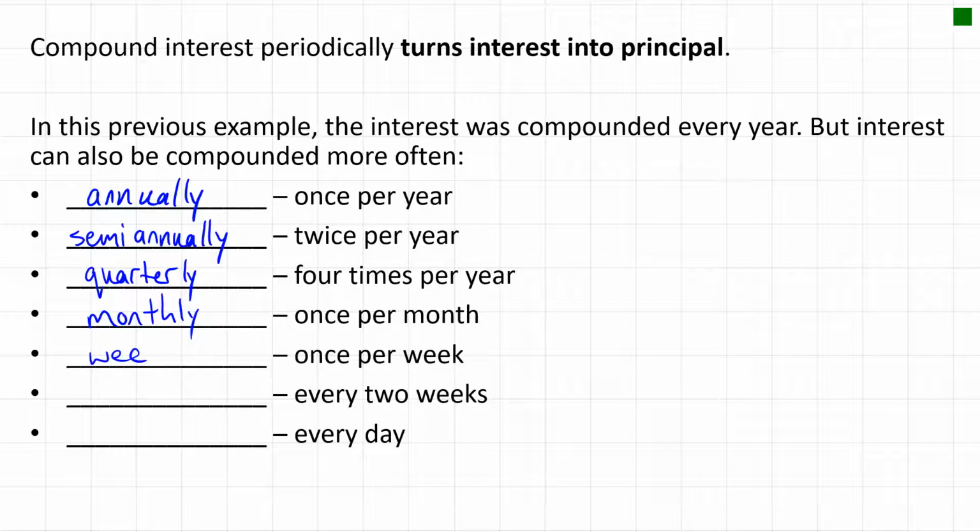Weekly is once per week. Every 2 weeks is what we call bi-weekly. And this is how a lot of paychecks come out. Paychecks are often bi-weekly. And then there's daily if interest is compounded every day. So there's some vocab you need to be ready for. You might be told that interest is compounded weekly or bi-weekly or semi-annually, and you need to be ready to figure out how often that means.